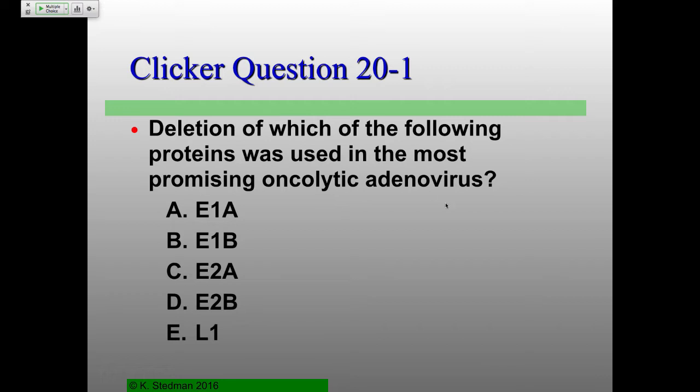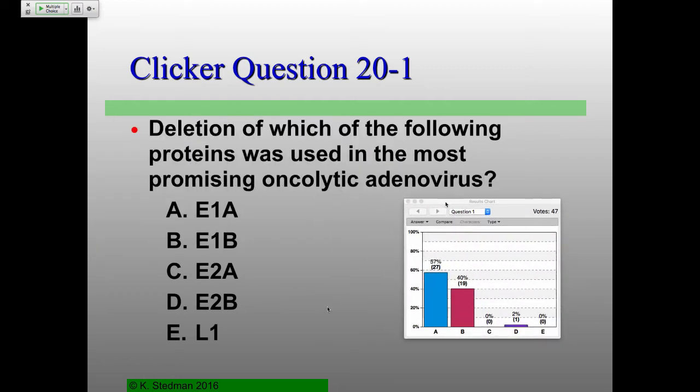Okay, nobody, actually, oh no, somebody did like D. Good, okay. But basically, nobody liked C, D, or E. Why not? Because they didn't sound right. Why not L1? It's a structural protein, and if it's actually making virus, then that's not going to have anything to do with oncolytic purposes. So E1A or E1B seem to be what most people are thinking. These are the ones that are really regulating cell cycle.